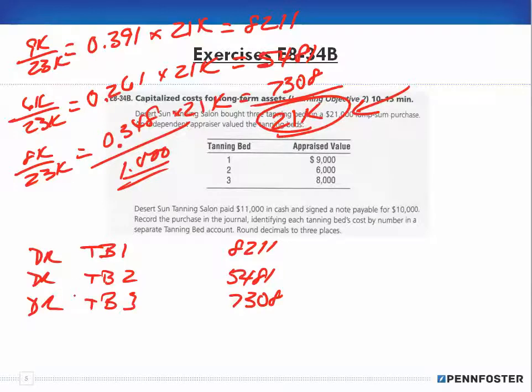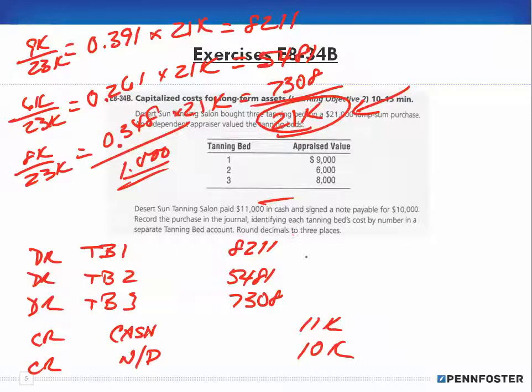So that records my tanning beds. That puts each tanning bed as a separate general ledger account on my books, and then I'm going to credit cash because I paid 11,000 in cash, and I'm going to credit a note payable for 10,000. Okay, so my debits here equal my credits here, all right, as part of that journal entry. And so that's how that's done.